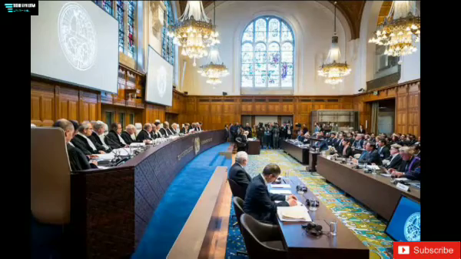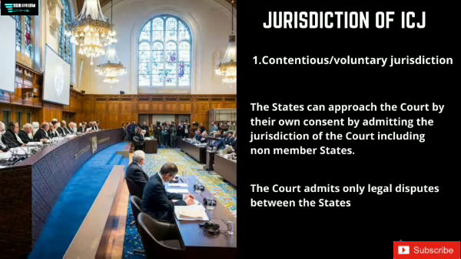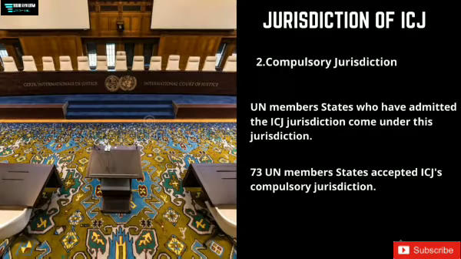The court has three forms of jurisdiction, which include contentious, advisory and compulsory jurisdiction. Now let us see these one by one. The contentious, also known as voluntary jurisdiction, means the member states by their own initiative can refer the legal disputes to the court, or even non-member states with the recommendation of the General Assembly and Security Council can approach the court.